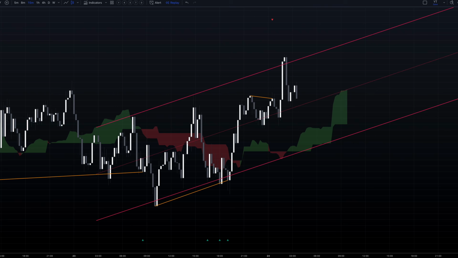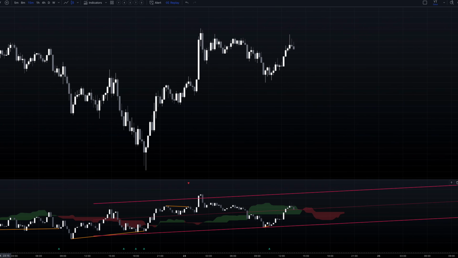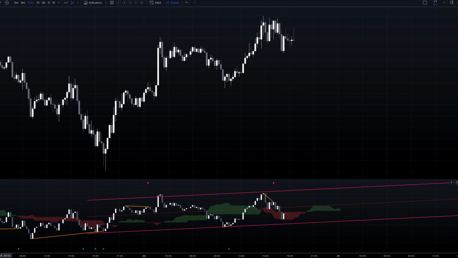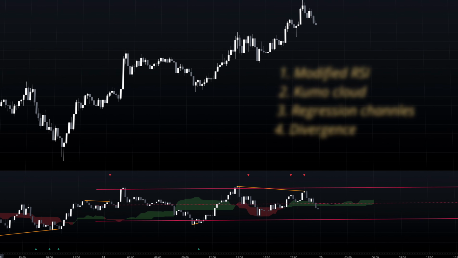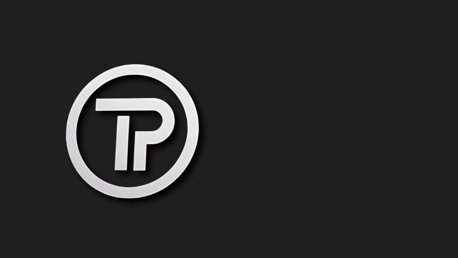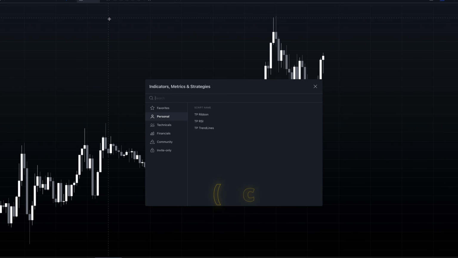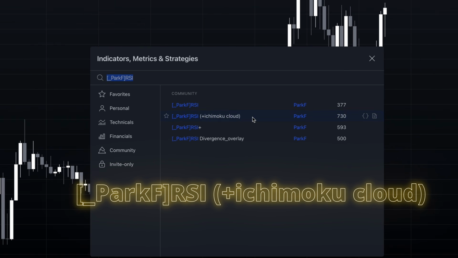This powerful indicator, built on the Ichimoku Cloud concept combined with a modified RSI, offers a feature-packed solution for in-depth market analysis. In this guide, I'll walk you through each component, ensuring you can leverage its full potential. Let's add it to our TradingView chart. It's called ParkF RSI plus Ichimoku Cloud by ParkF.